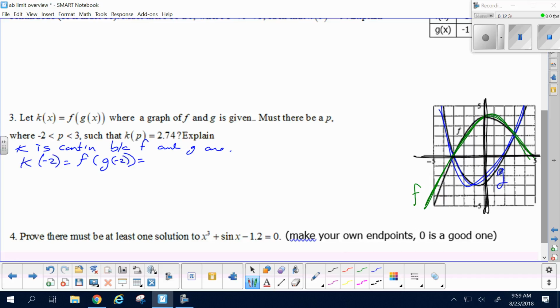g at -2 is, did you get -2 there? Do you agree? Yes. Okay. g at -2 is -2. Now I put -2 into f. f at -2, here's the f curve. f at -2 is +2. Cool. What did you get for k at 3, anybody?